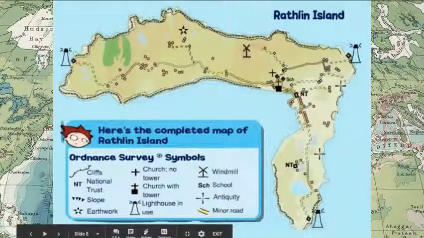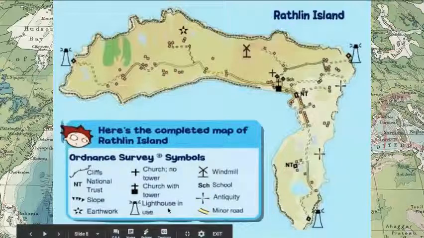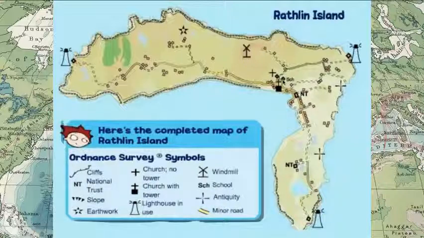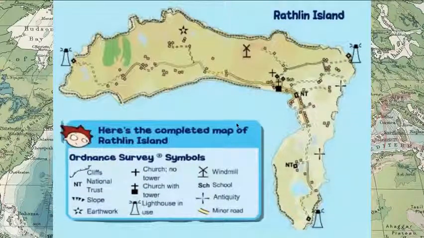We can see that this plus sign or cross represents a church, that this symbol over here represents a lighthouse that is in use. We can see it is in use because it has these little lines coming out to show the light. SCH stands for a school, so I can see that there's a school over here on the island. There are also symbols for roads, for slopes and cliffs. This map key makes the map much easier to understand.